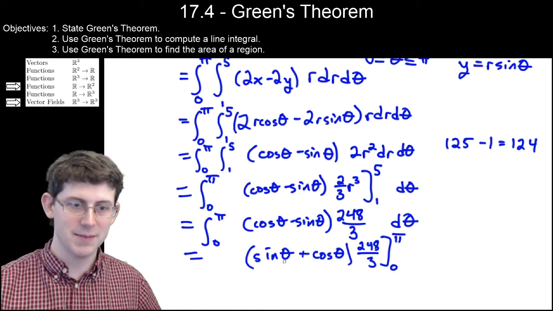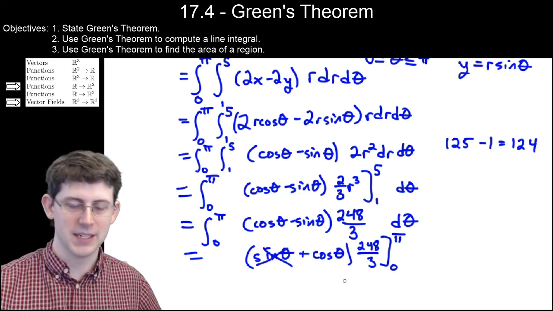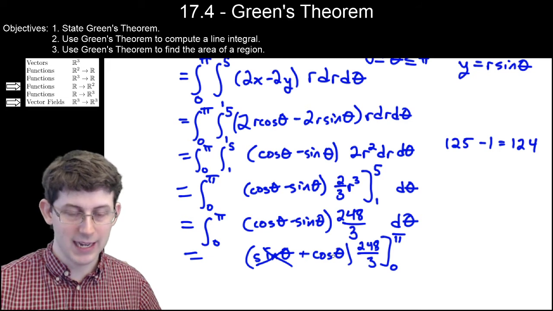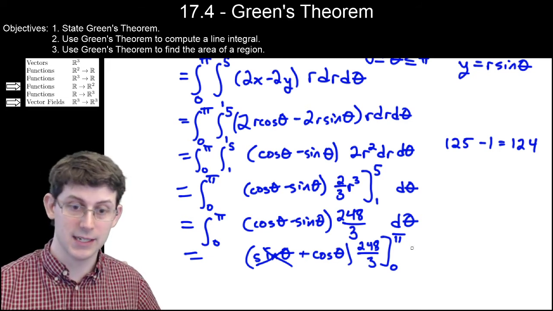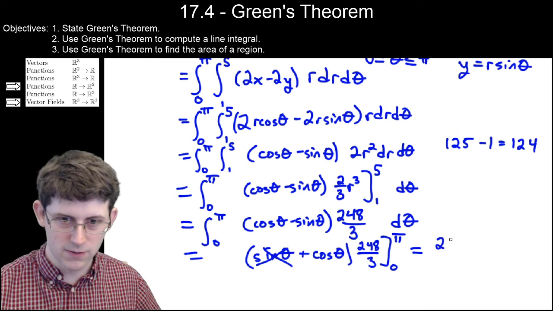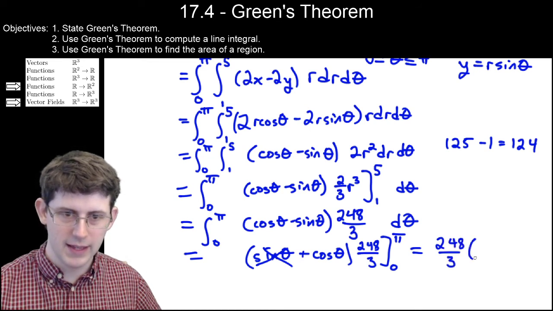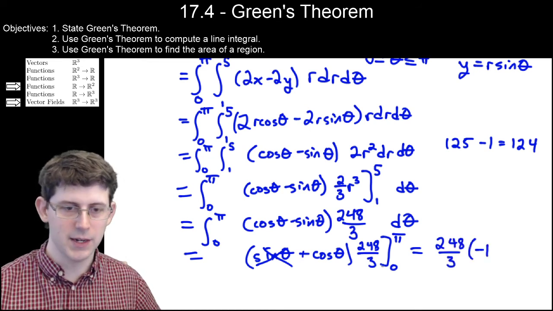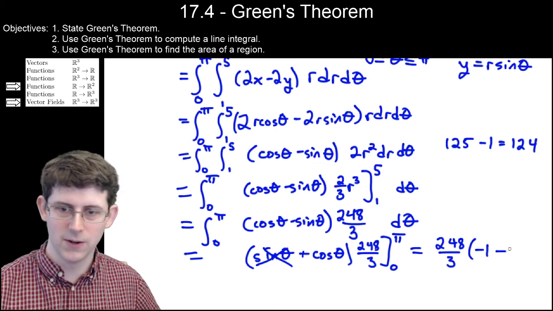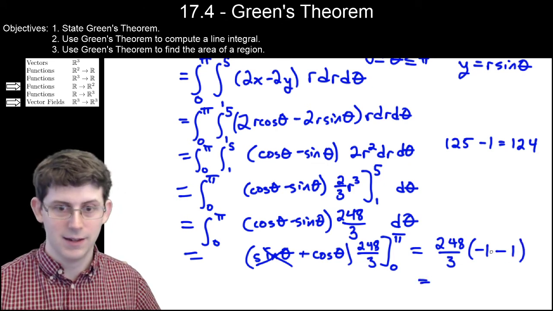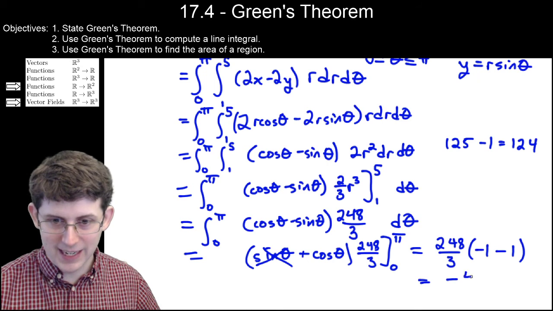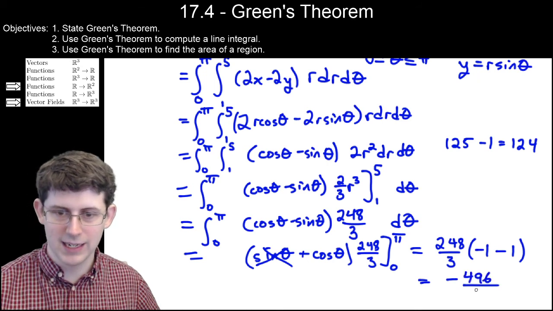When I plug 0 and pi into sine theta, you get 0 both times. When I plug 0 and pi into cosine theta, actually something happens. So I'm going to get 248/3. Then I need cosine pi, that's minus 1, minus cosine 0, which is 1. So I have to double this one more time. My final answer looks like it's going to be minus 496/3.